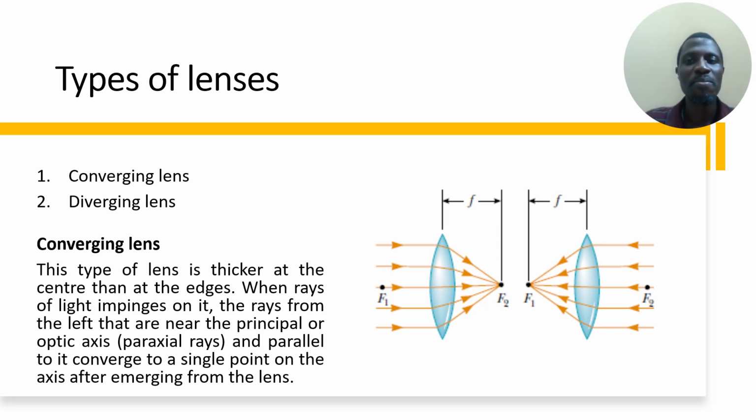Types of lenses. Basically, we have two types of lenses: converging lens and diverging lens. A converging lens is a type of lens that is thicker at the center than at the edges. When rays of light impinge on it, the rays from the left that are near to the principal or optic axis, that is your paraxial rays, and parallel to it, converge to a single point on the axis after emerging from the lens. As you can see, the focal points F2 and F1. Converging lenses are also known as positive lens or convex lens.